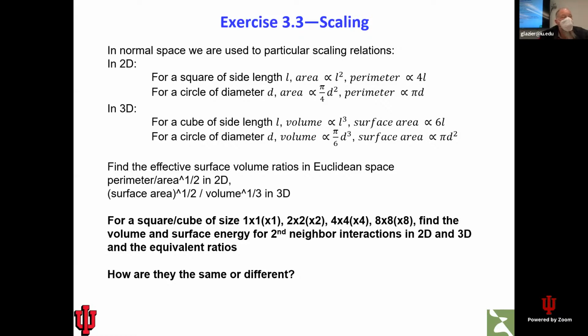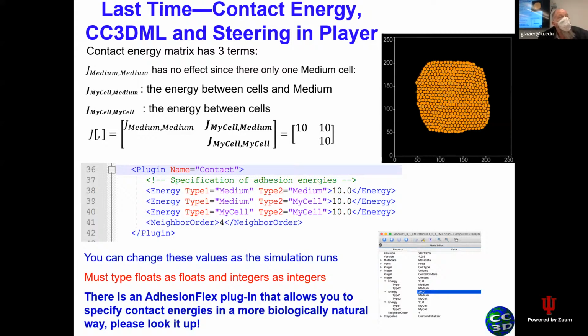And if you do that in second neighbor, it gets a little more complicated. You do it in 3D, it's also different. And so the surface to volume ratios on a lattice don't behave the way they do in real space. Okay. Let me just talk a little bit more about contact energy.